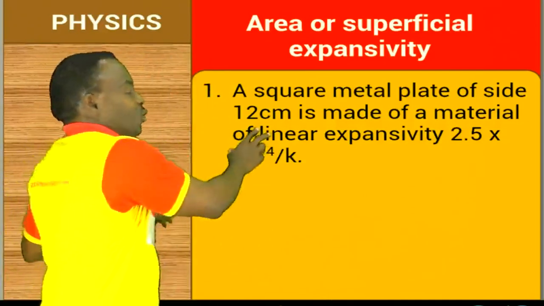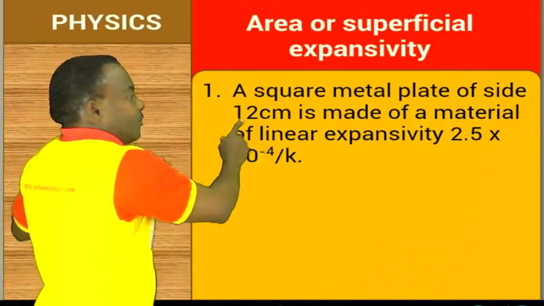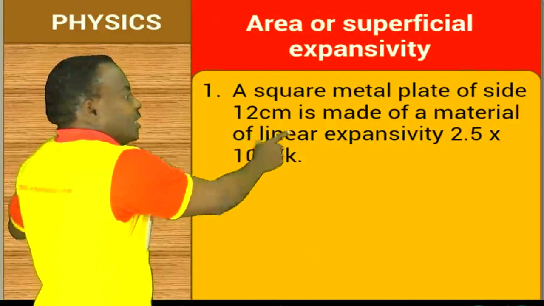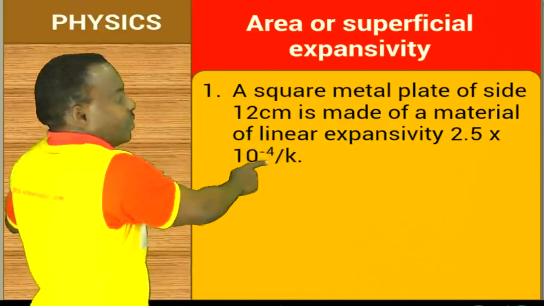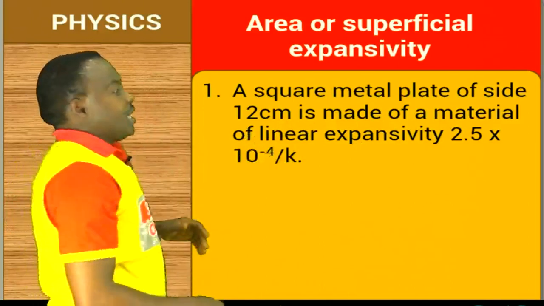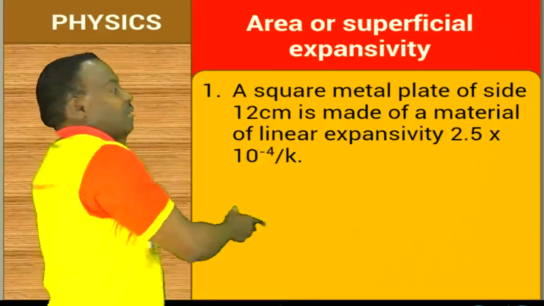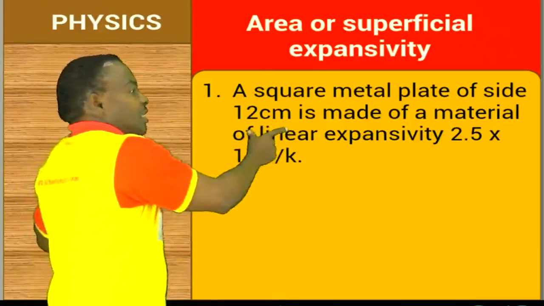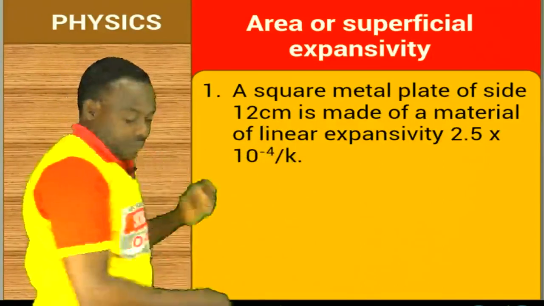This is a typical question that you might face in an examination. Question 1. A square metal plate of size 12 cm is made of a material of linear expansivity 2.5 times 10 to the power minus 4 per Kelvin. Now, this is a square metal. You know what a square means. It has a side of 12 cm and it is made of a material of this linear expansivity.